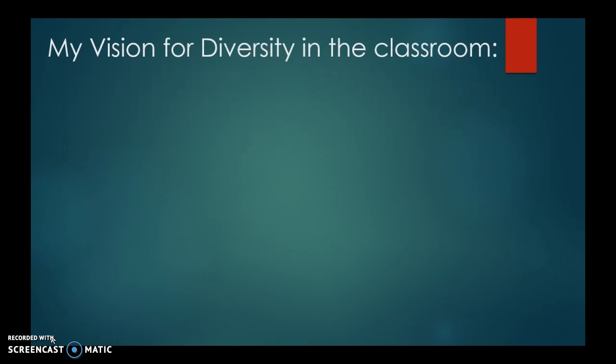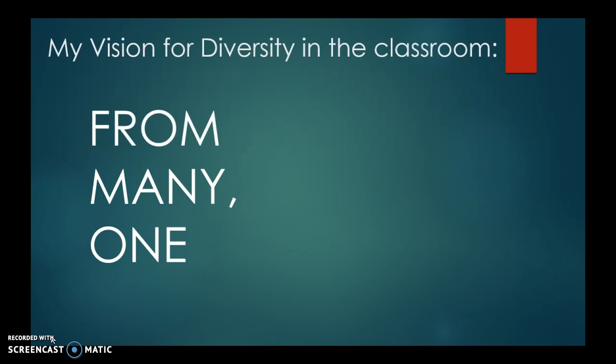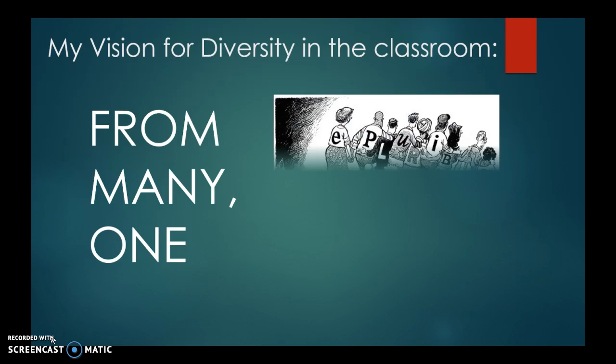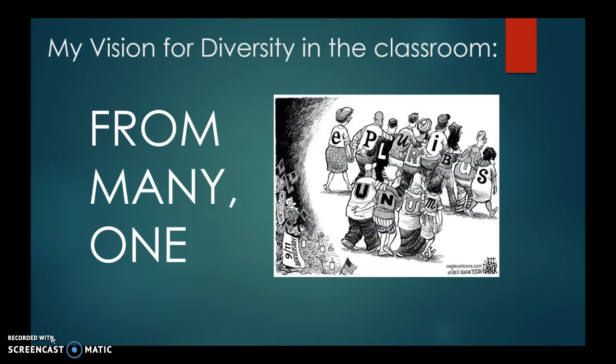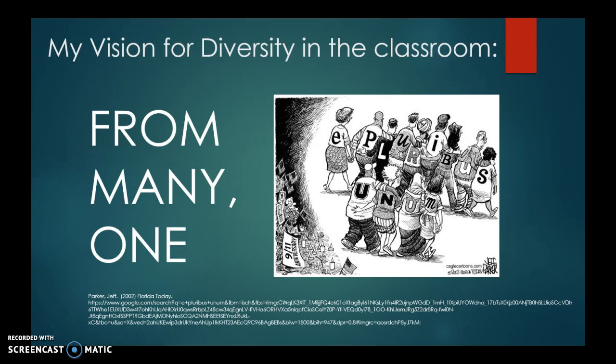My philosophical vision for the classroom is simple. From many, one. It's the model of our country and emblazoned on our first national seal. It says E pluribus unum, again, which means from many, one.